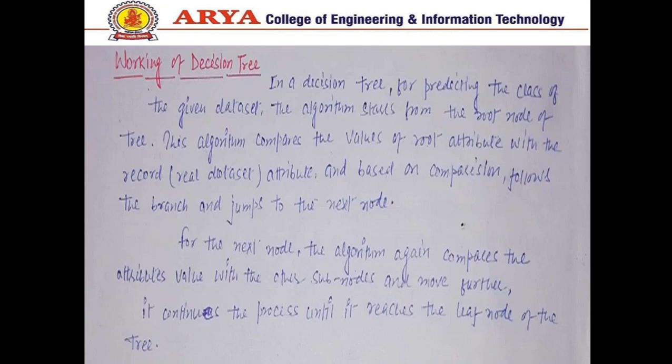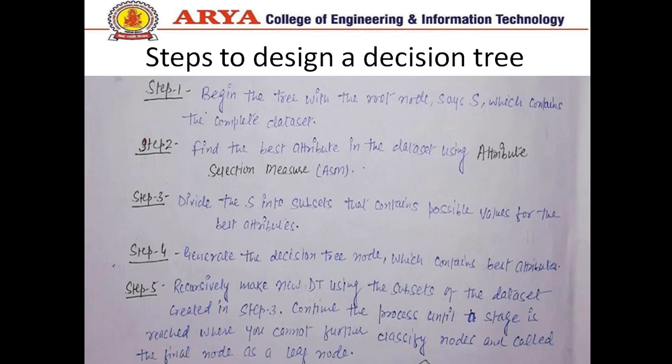Here we can see the working of a decision tree. In a decision tree, for predicting the class of the given data set, the algorithm starts from the root node of the tree. The algorithm compares the value of the root attribute with the record, that is the real data set attribute, and based on the comparison follows the branch and jumps to the next node. For the next node, the algorithm again compares the attribute value with the other sub-nodes and moves further, and the process continues until we reach the leaf node of the tree.